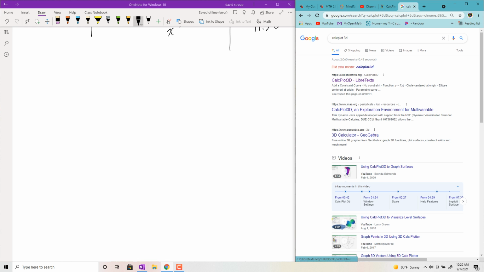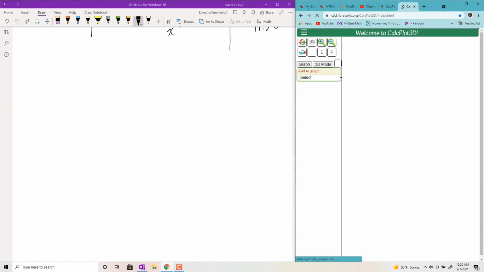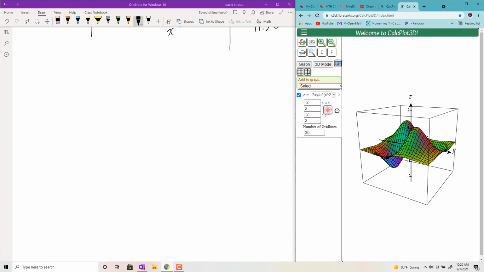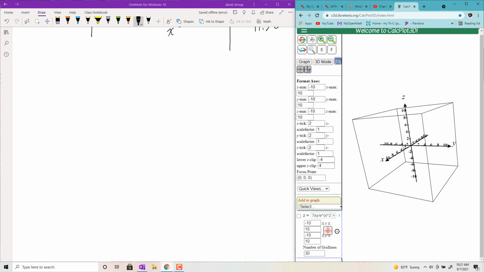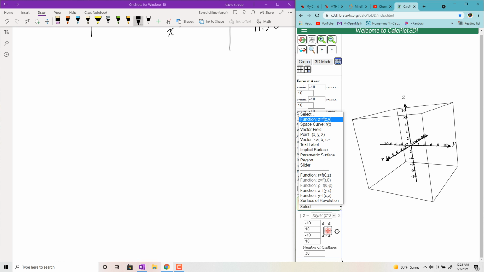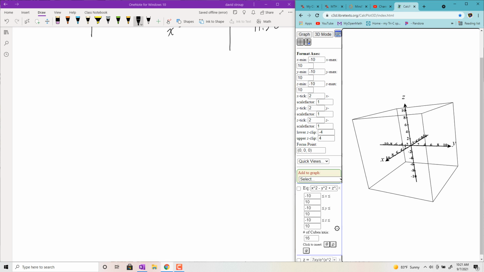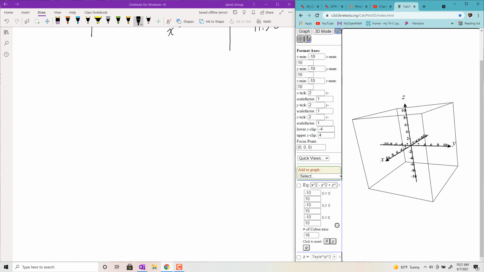To help you along the way, you can use CalcPlot 3D. So just Google CalcPlot 3D. Some community college, I forget where, made this program. It's free, so you could go there. I relabeled my axes right off the bat. I just hit that button and relabeled my axes. Usually, I go to an implicit surface, and that's what I want to plot.